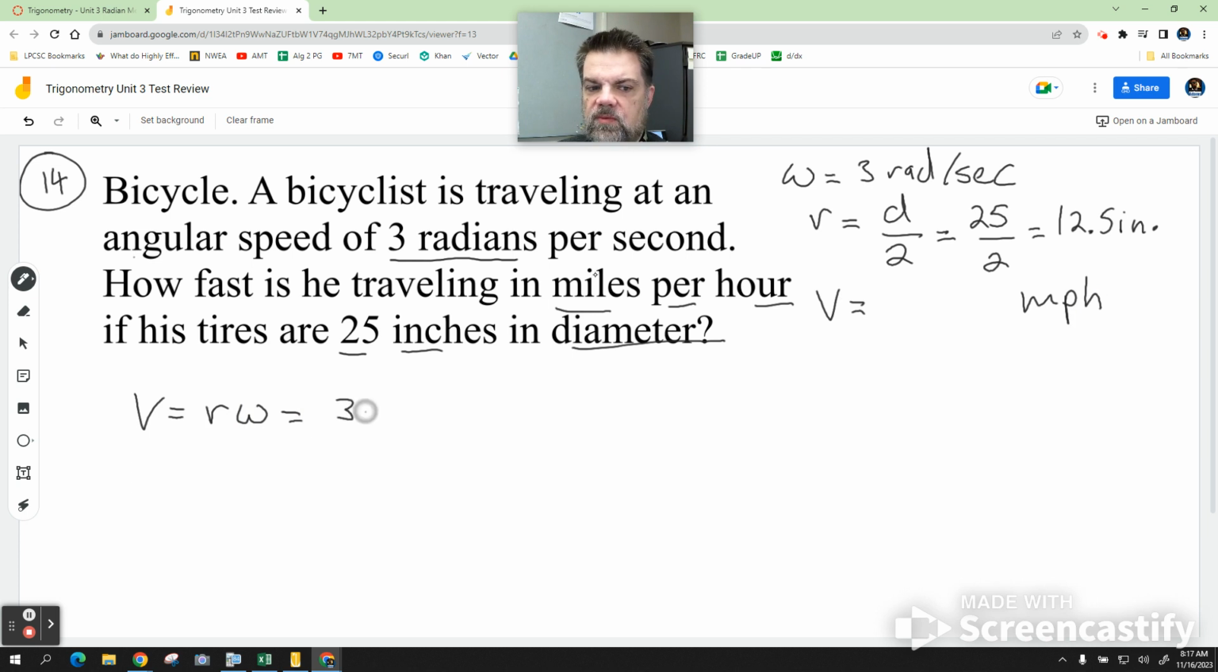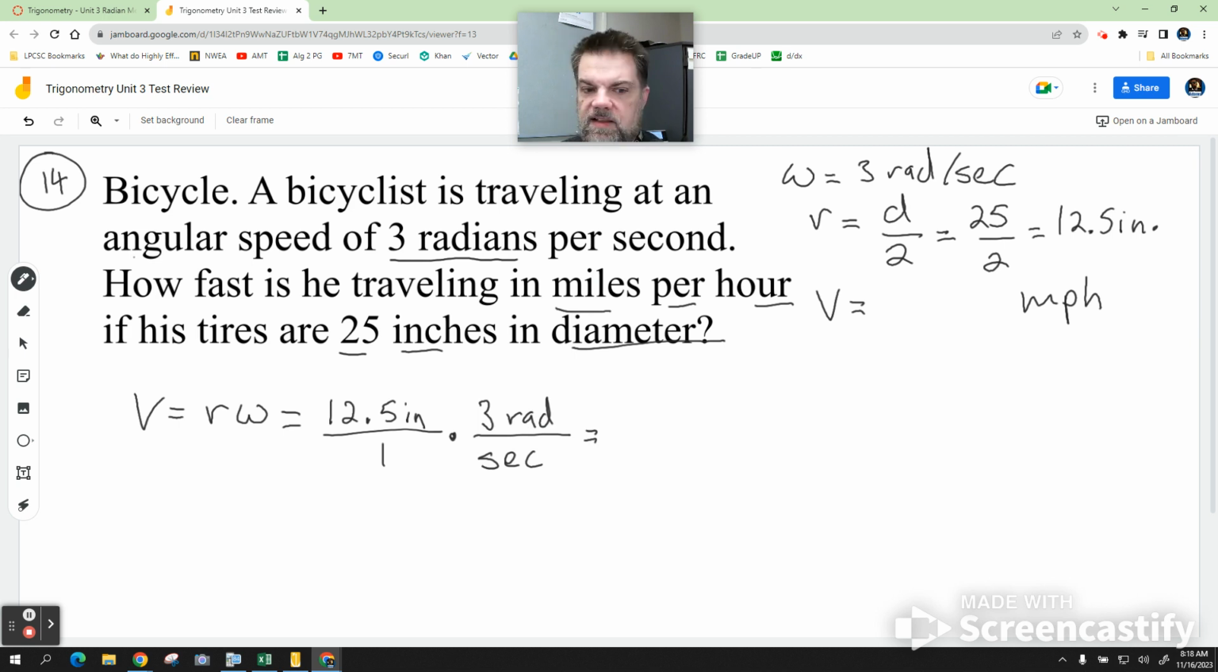Well, I've got 3 rads per second times, I wrote it in the backwards order. Let me do it this way. Whoops, no, cancel. Let me just undo that real quick. I don't want anybody to get confused. So the radius is 12.5 inches, and it's just over 1, times 3 radians per second, right?